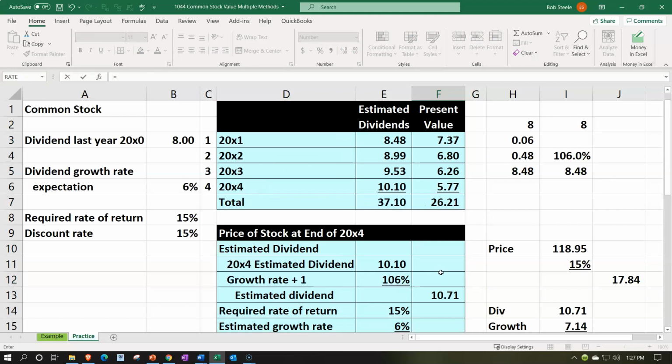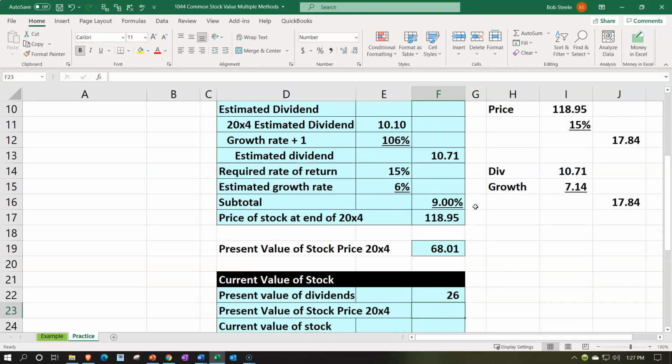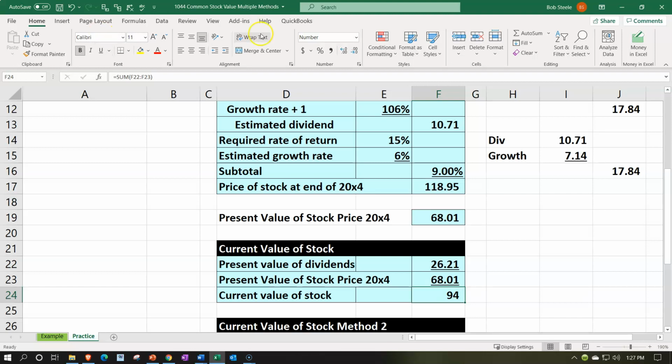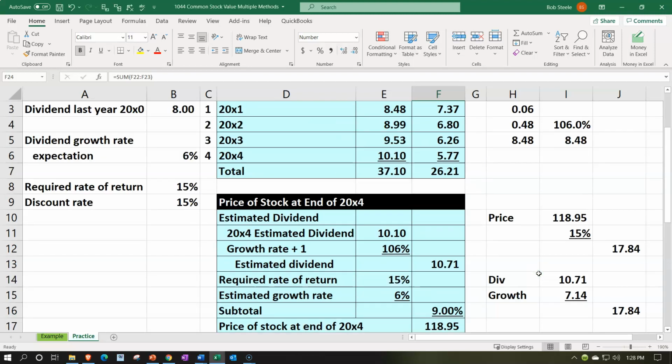So if we add those up and calculate the current value of the stock, the value of the dividends that we present valued was the 26.21, and the present value of the stock price is the 68.01. We'll add some decimals, underline using the font group, and sum them up. Adding those up, we get to the 94.22. So 94.22.